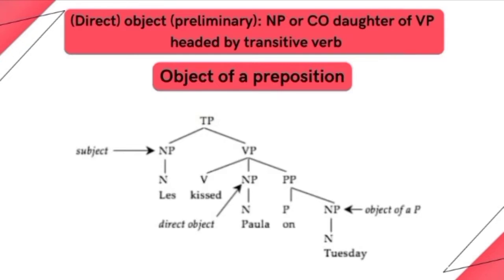The first three, we have Les kissed Paula on Tuesday. So the NP, which is Les, is the daughter of TP and is thus the subject. The NP, which is Paula, is a daughter of VP headed by the transitive verb kiss. So Paula is the direct object. Tuesday is the NP daughter of a PP and thus the object of a preposition.